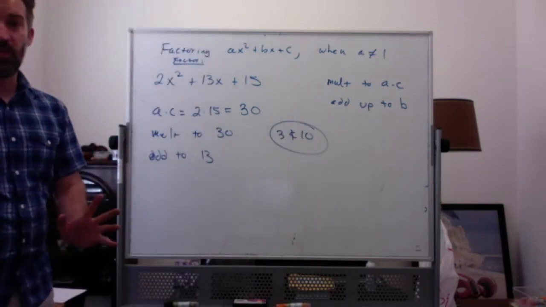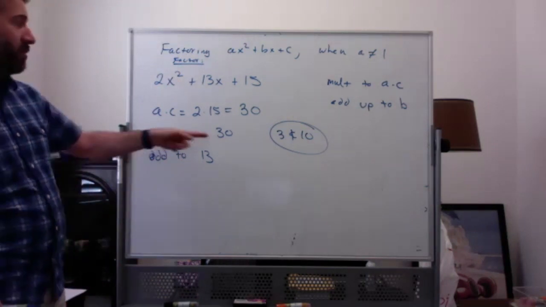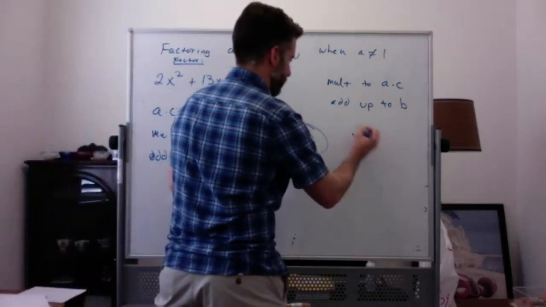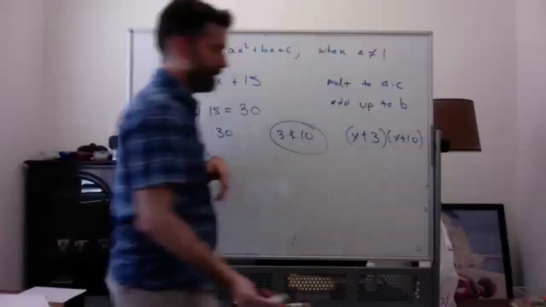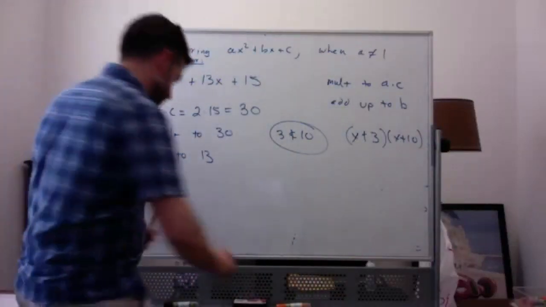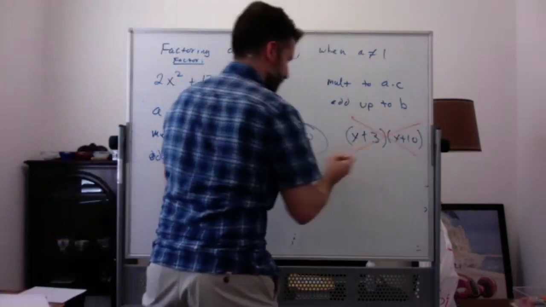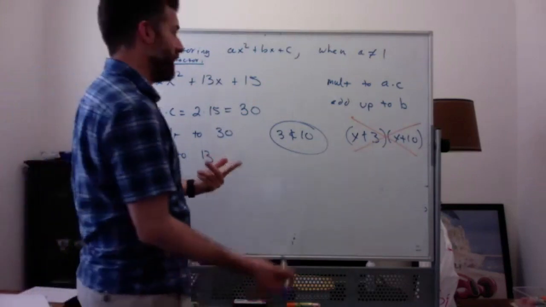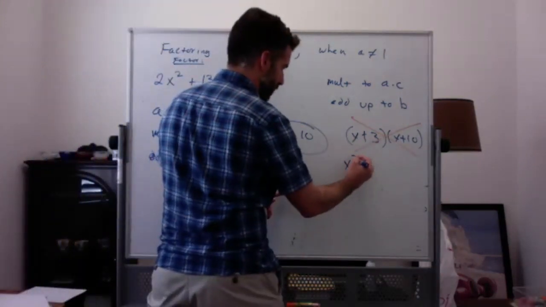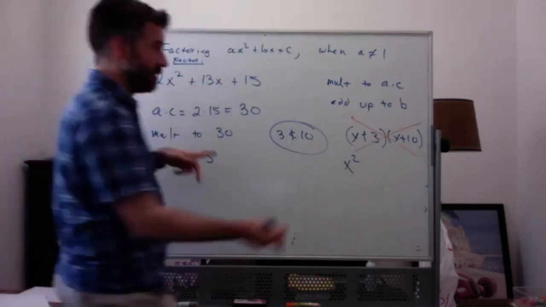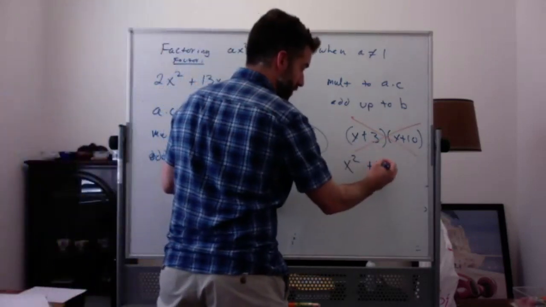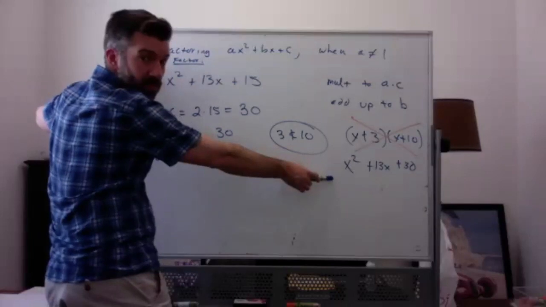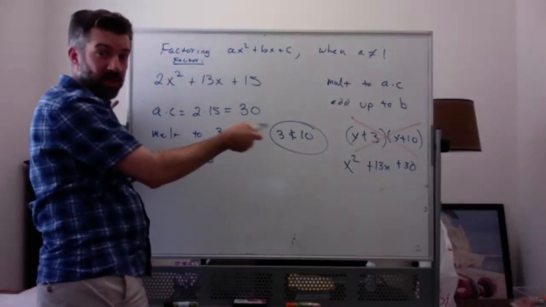But here's the part where people get stuck. I've seen people get to this and they're like, great, you got 3 and 10. And then they say it's x plus 3 times x plus 10, which is not right. I know it's not right for a couple reasons. One, if I multiply it out, x times x only gives me x squared, and I have a 2x squared. 3x plus 10x does give me a 13x, but 3 times 10 gives me a 30. These are not the same. This is not what I actually want to do with that 3 and that 10.